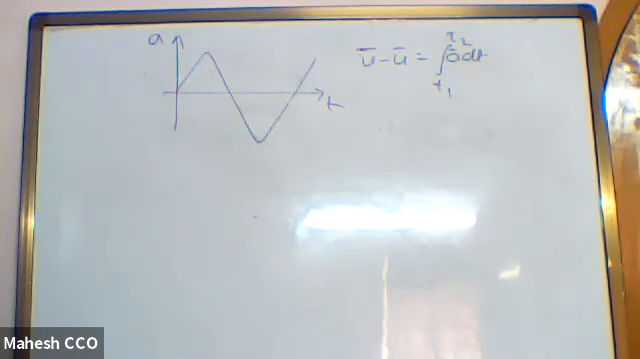Okay, so write down: when acceleration versus time graph is given, the area under the graph in the interval t1 to t2 is found to obtain the change in velocity during this interval.